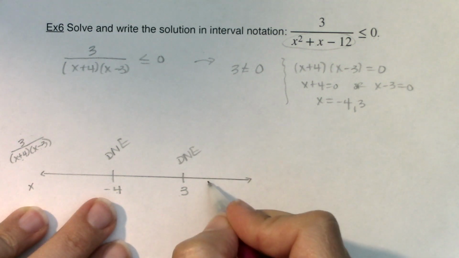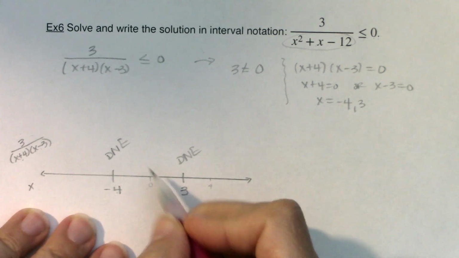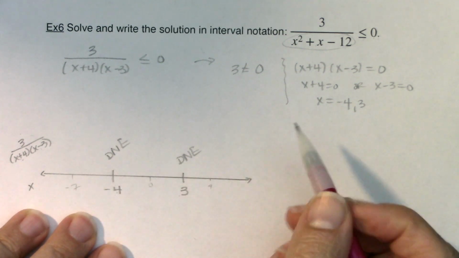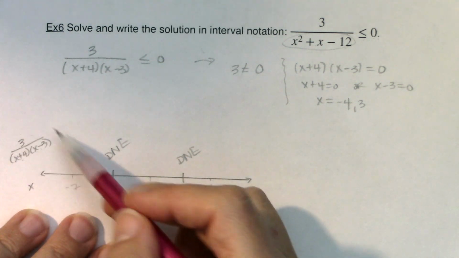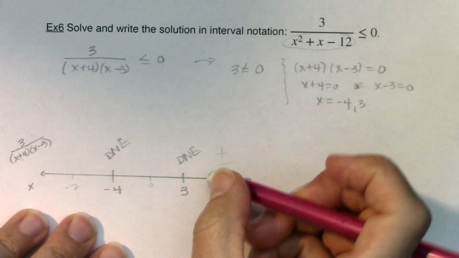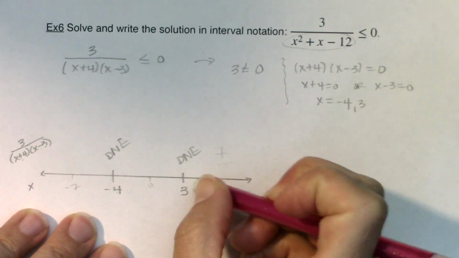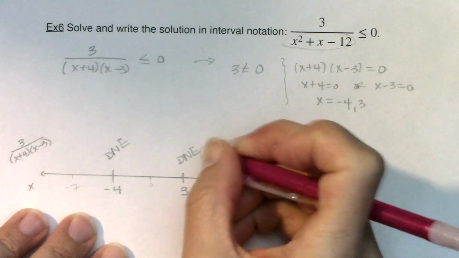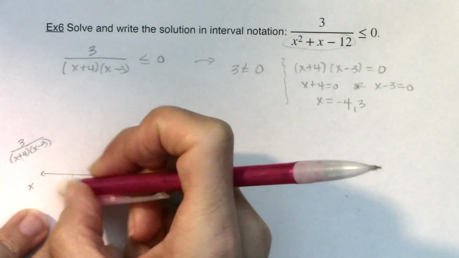And you can do test points. We've talked about this in a few examples. I could pick something like 4 here, 0 here, I don't know, negative 7 here. I can plug them into this fraction and just keep track of positives and negatives. But I'm to the point where we've done a few of these now. I'm going to do what I would consider the shorter or the shortcut method.